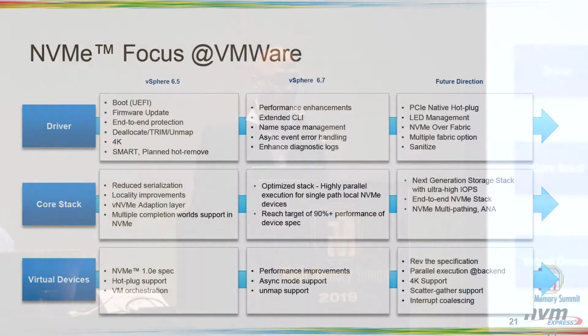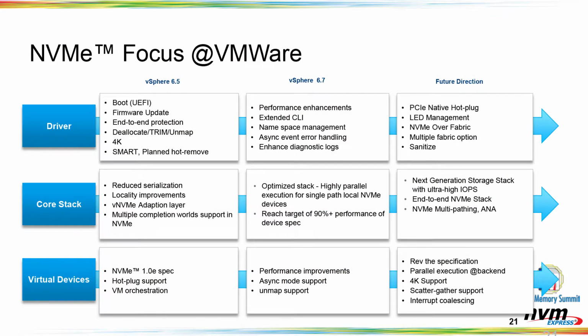Probably it may not be a one release version, but a journey towards it. So we definitely want to go there. And also, when we go to the fabric, definitely we need a multipath solution, whether it's ANA or some other solution. We are looking into that and trying to support it as our array vendors migrate towards NVMe over fabric solutions as well. So that's on the core storage.